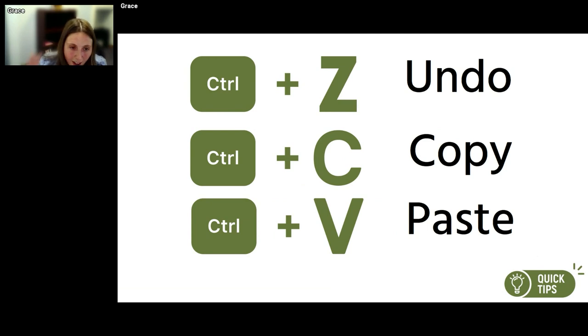So number one, Control Z, undo. Number two, Control C, copy. And lastly, Control V, paste. Keyboard shortcuts are a really valuable tool to enhance productivity and efficiency in various digital tasks. These shortcuts provide quick and convenient alternatives to navigate through menus without using a mouse. By memorizing and incorporating these keyboard shortcuts into your workflow, you can save precious time and streamline your actions.